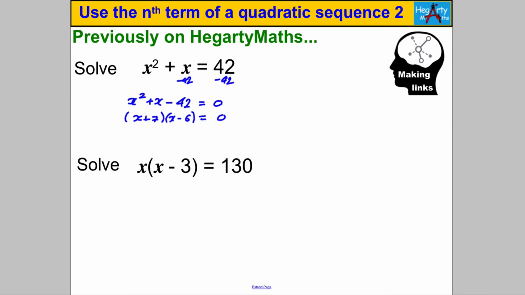And then you could solve. That gives you one answer when x add 7 is 0, or another answer when x subtract 6 is 0, and on this side you would get x therefore is negative 7, and over here you would get x is therefore positive 6, and there are your two answers.